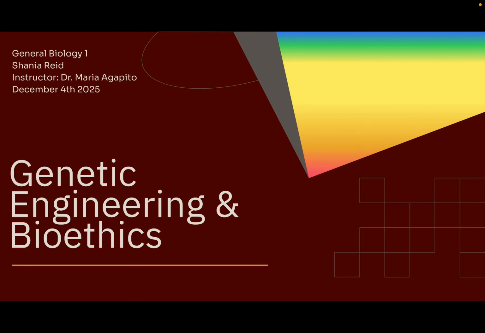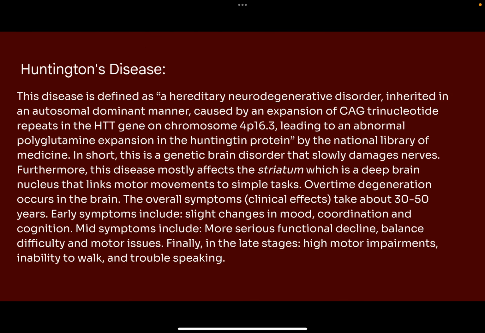Genetic engineering and bioethics. Huntington's disease. This disease is defined as a hereditary neurodegenerative disorder inherited in an autosomal dominant manner, caused by an expansion of CAG repeats in the HTT gene on chromosome 4. This is a genetic brain disorder that slowly damages nerves. This disease mostly affects the striatum, which is a deep brain nucleus that links motor movements to simple tasks.